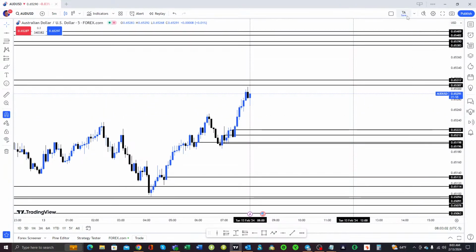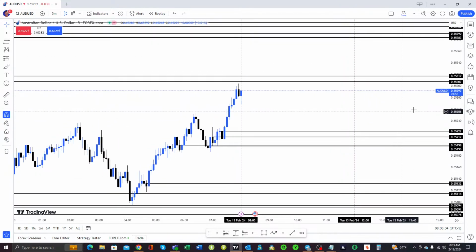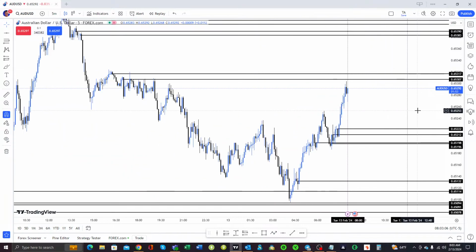But yeah, other than that, we're gonna look for a setup. There's a potential sell before the news here, so we'll see if we get it. We'll get in. I will keep you guys posted.